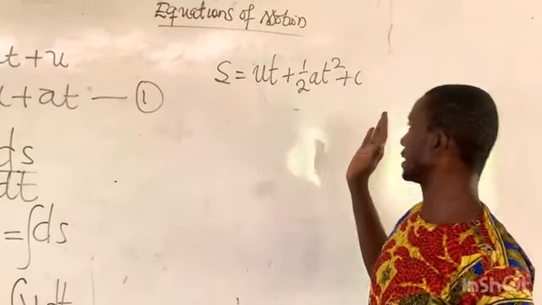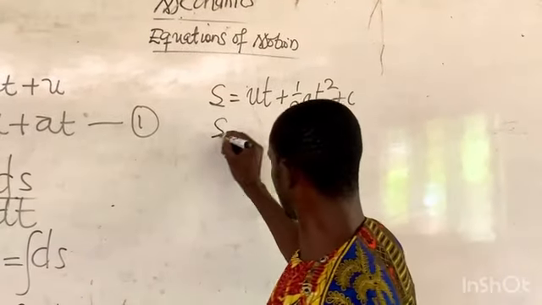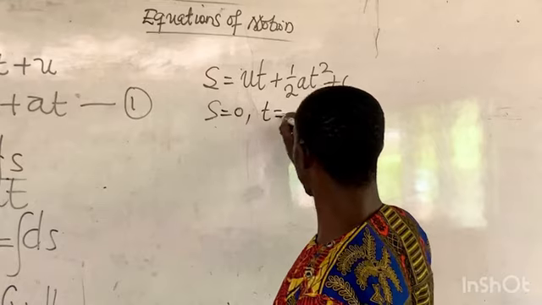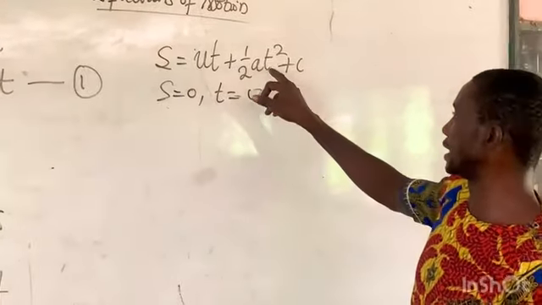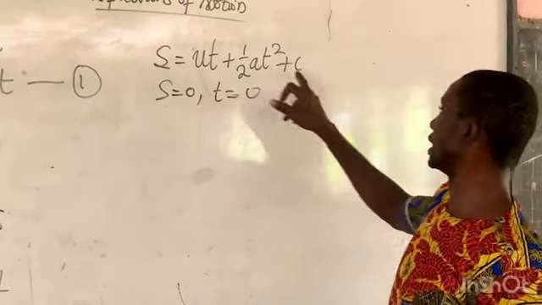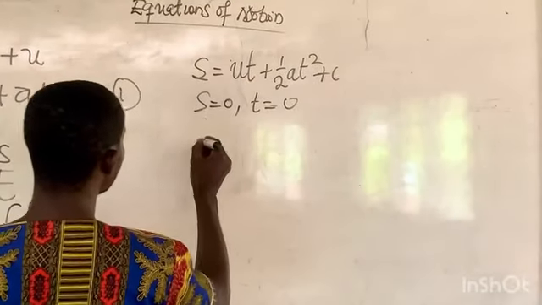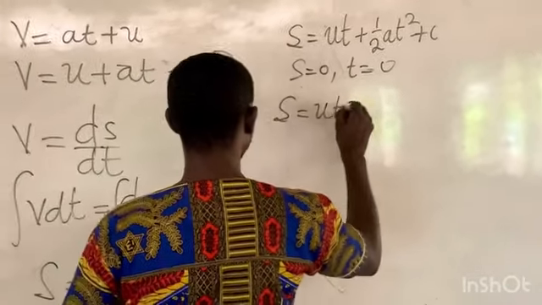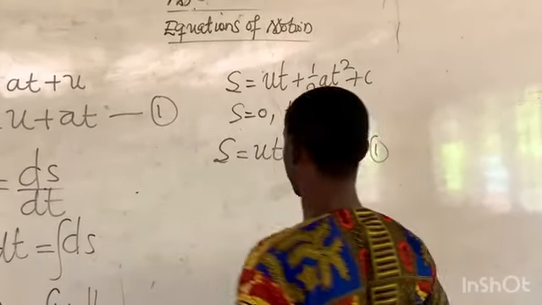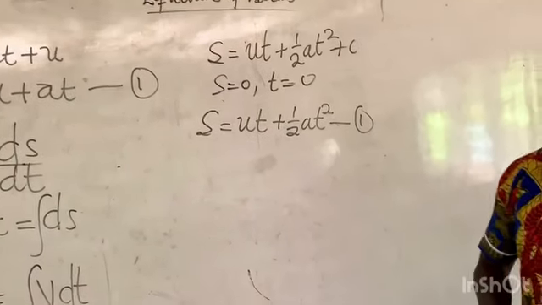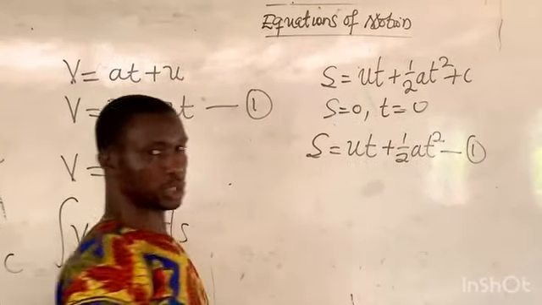Now, having integrated this, initially when there is no movement, distance is 0, s is equal to 0. It means time also becomes 0. If you put t to be 0 here, the whole of this will be 0, s will go to 0, then c also becomes 0. In that case, the whole formula reduces to s is equal to ut plus half at squared. That is the second equation of motion. Now, having gotten this, let's proceed.